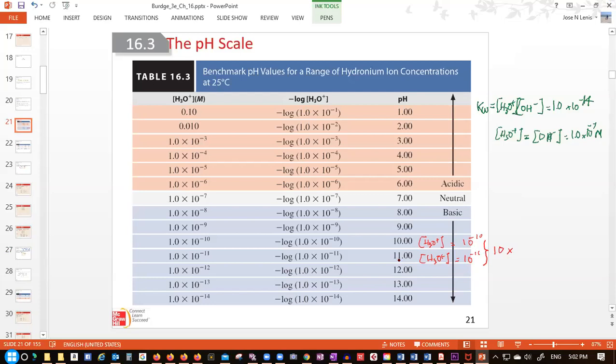The concentration of H3O plus in a solution of pH 11 is 10 times bigger than the concentration of H3O plus in a solution of pH 10, and so on and so forth. So it increases by a factor of 10 every time. So it's a logarithmic scale, so be aware of that.